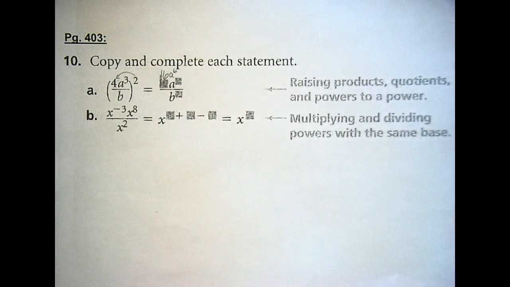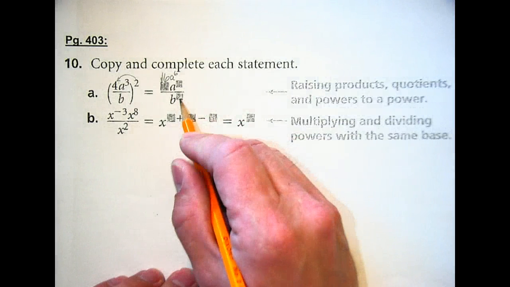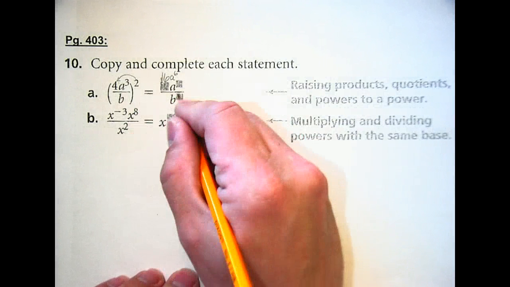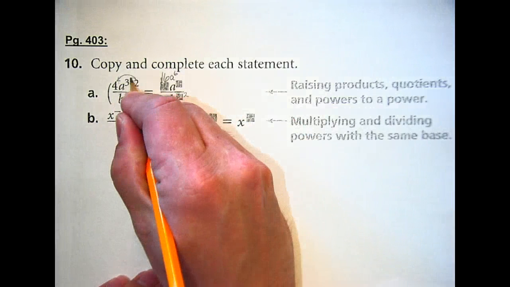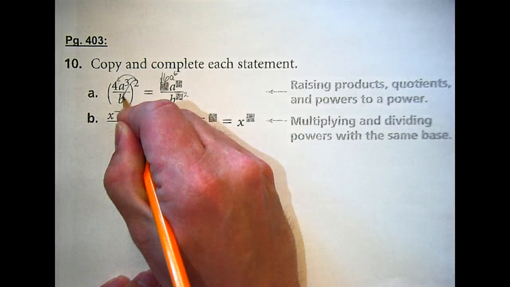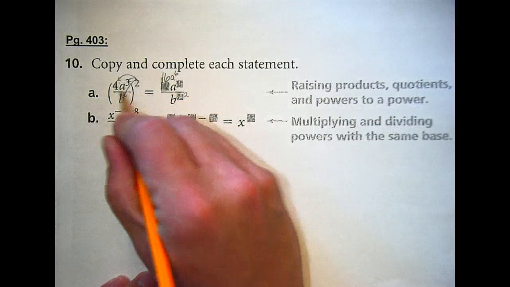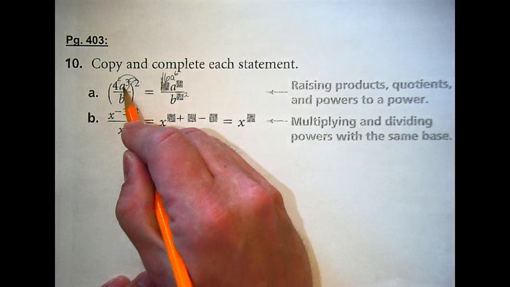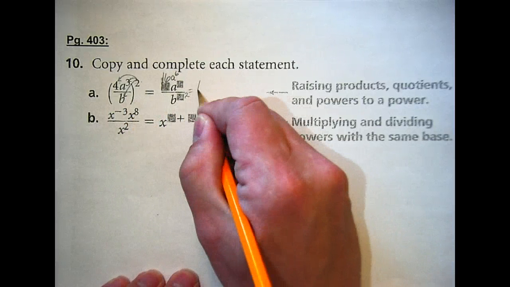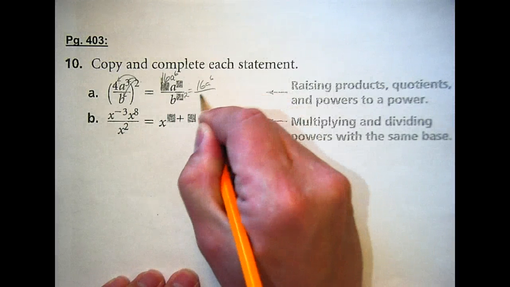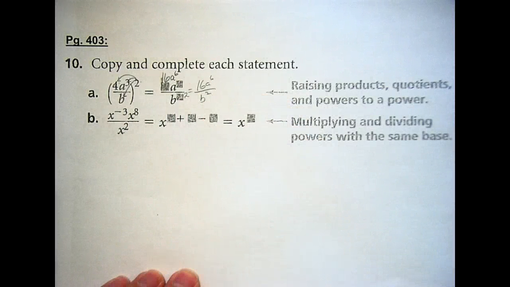Ethan, what goes here? Yeah, second. Okay, so really we're bringing this into each part, right? So it has to go to every single piece in here. So 4 squared, a cubed squared, which is a to the 6th, and then b squared. Okay, so we get 16, a to the 6th, b over b squared. All right.